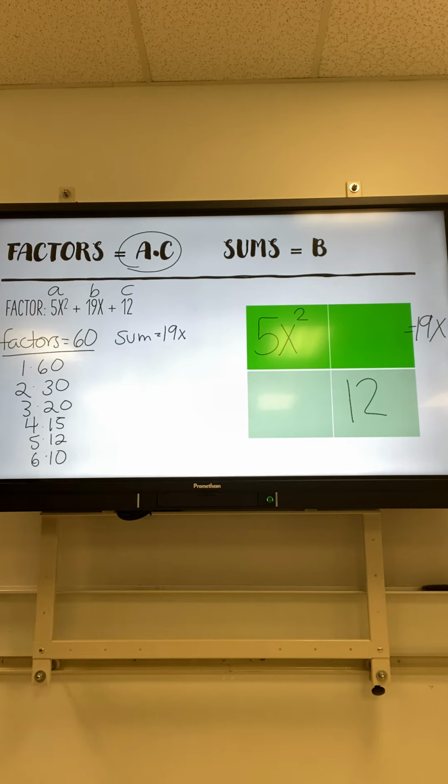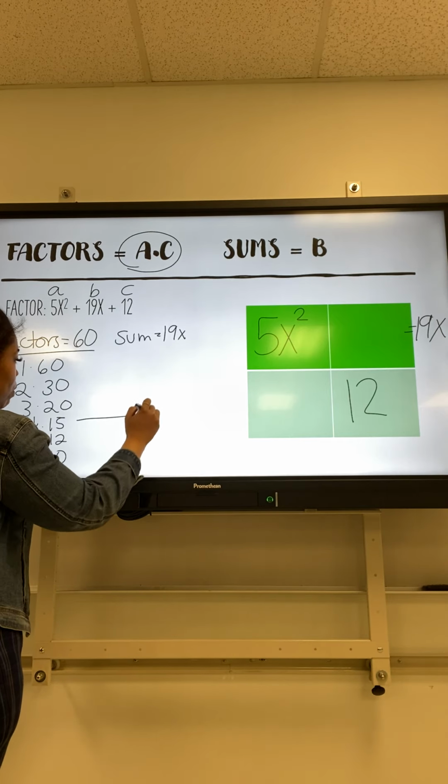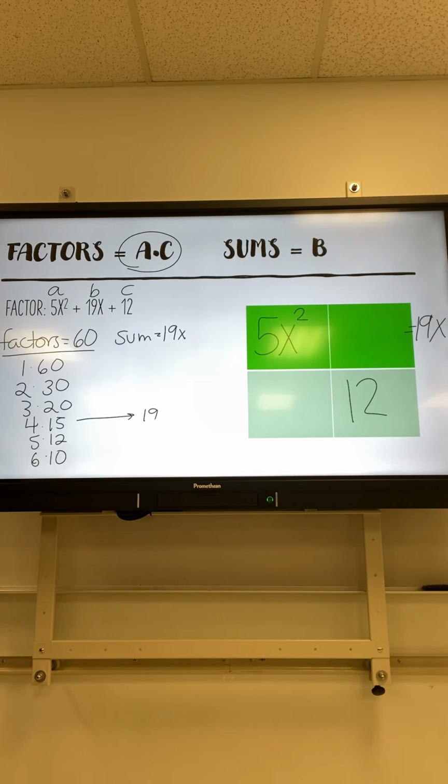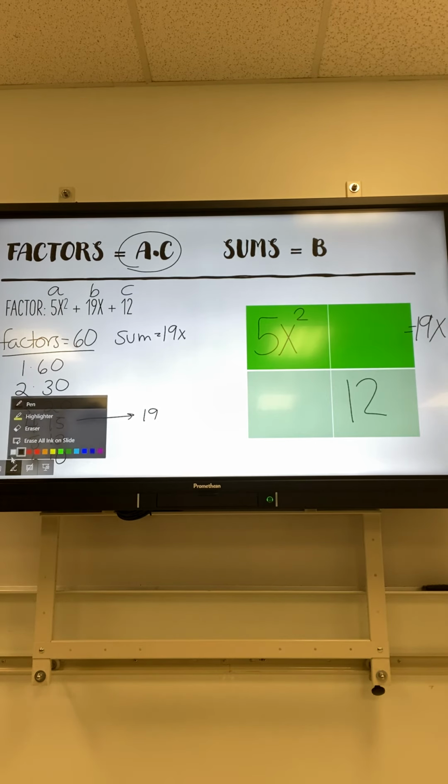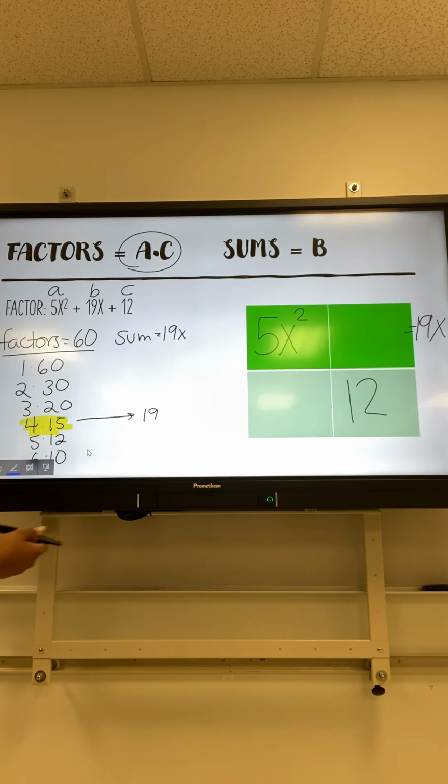And if we take a look at this, we can see right here that 4 and 15 will add together to give me 19. So that tells me that that is the pair that is going to work. So we're going to use 4 and 15. So those are going to be the factors that I put inside of my box. So again, the order doesn't matter.